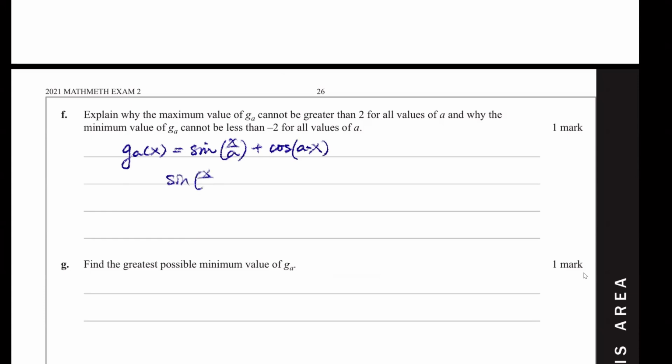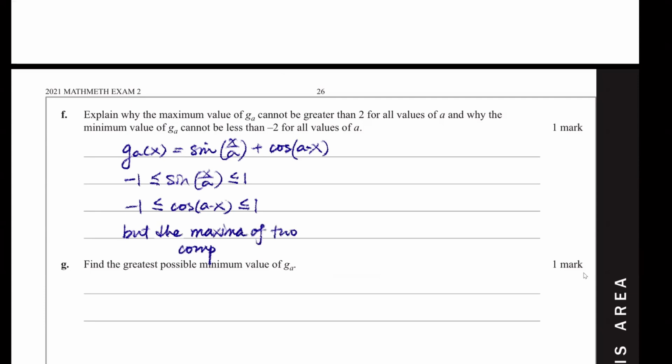Now, sine of x over a is bounded between -1 and 1. Cosine a times x is bounded between 1 and -1. But the maxima of two components don't appear at same x. So do the minima. I mean, the component means this part and this part, okay?